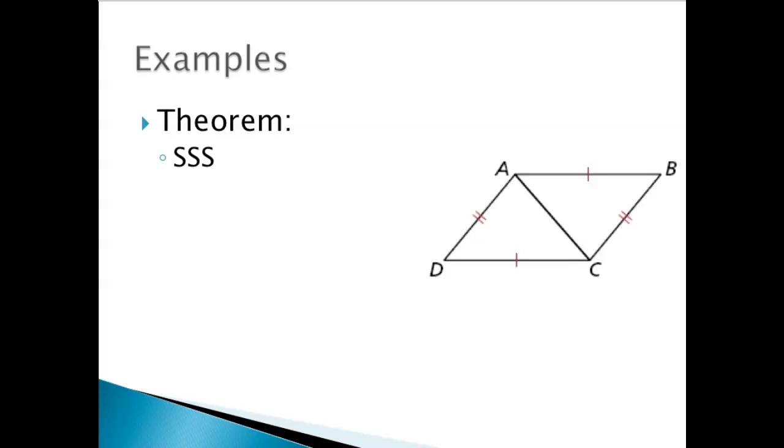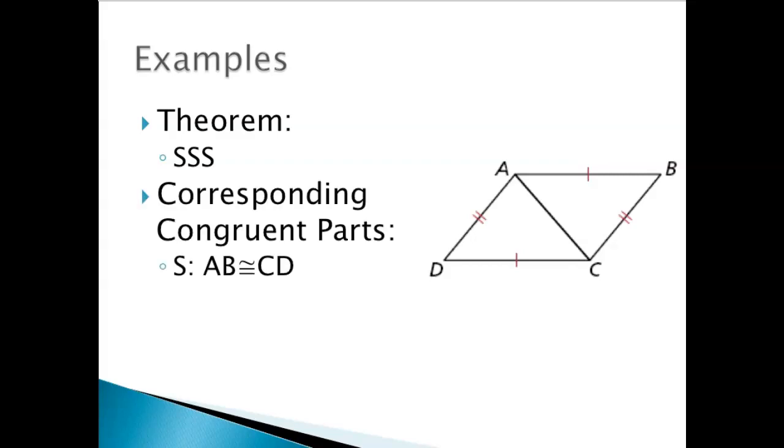And then now we want to list out the corresponding congruent parts. So what you're going to do is you're going to write down the set of sides, the other set of sides, and then the third set of sides. So I'm going to write S to represent the set of sides that I'm going to show. So the first set of sides, AB, corresponds to CD, AD corresponds to BC, and AC corresponds to AC. Let's look at the next one.